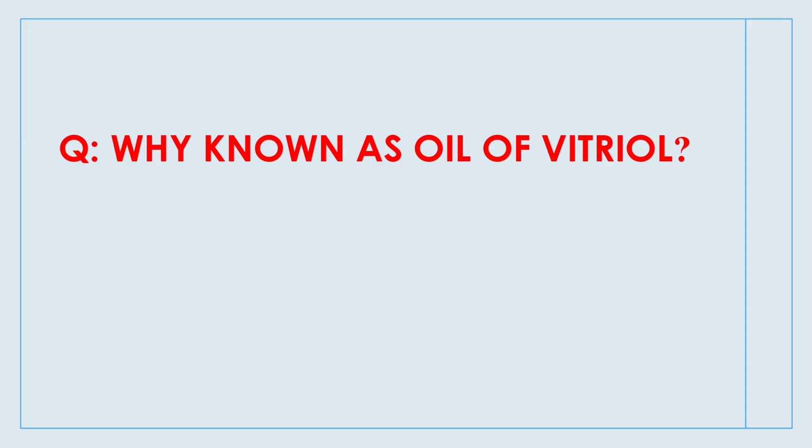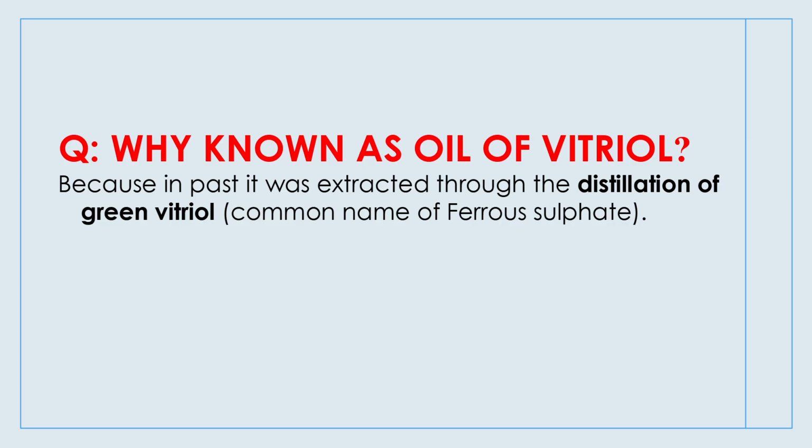Before I start with the process, I'd first like to explain why it is known as the oil of vitriol. Since it is extracted through the distillation of green vitriol, which is the common name of ferrous sulfate, therefore it is known as the oil of vitriol. You get this in your MCQs, that is the multiple choice questions, for 1 mark: what is the common name of sulfuric acid? So it is the oil of vitriol, and it is extracted through the distillation of green vitriol, and green vitriol is the common name of ferrous sulfate, which is a green colored crystalline salt.